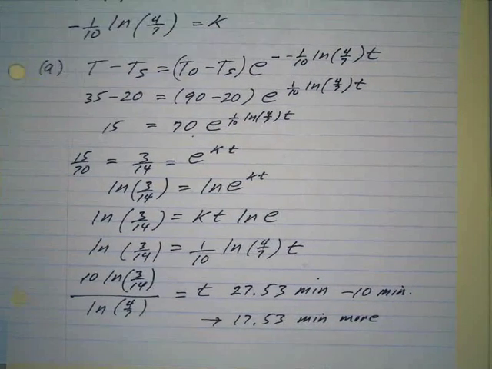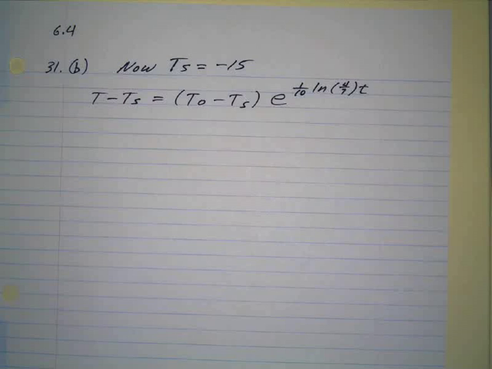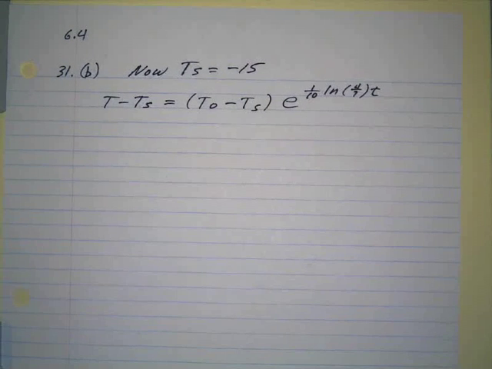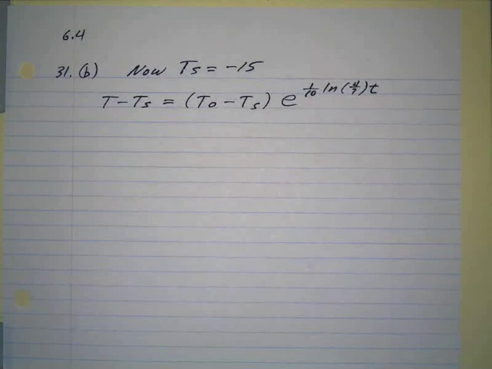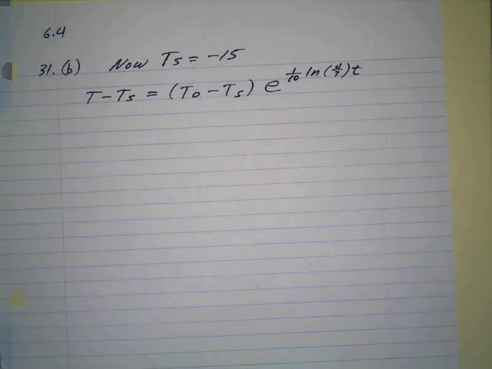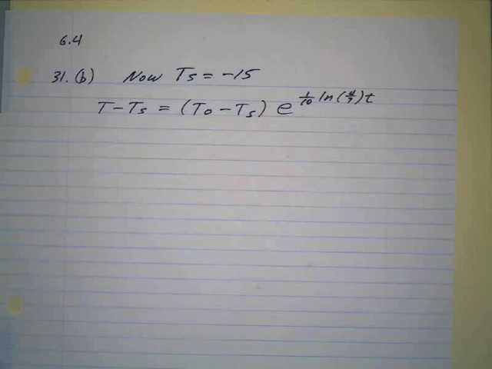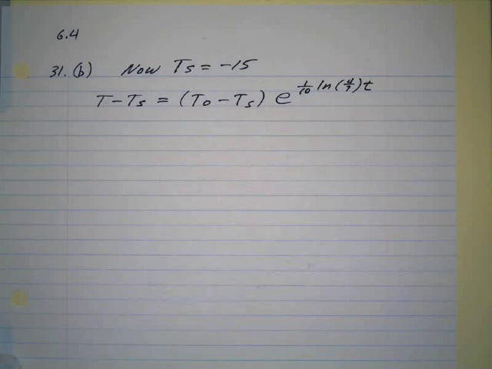Okay, now we got to go on because now we got a B part to this beast. And the B part says, okay, instead of being left to stand in the room, the cup of 90 degrees centigrade soup is put into a freezer whose temperature is negative 15 degrees centigrade. How long will it take the soup to cool from 90 to 35 degrees centigrade? So it's not more. We're going to start almost from scratch.